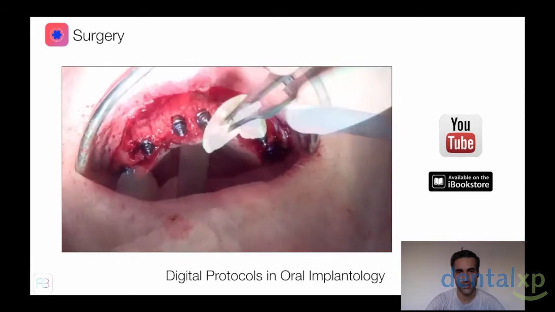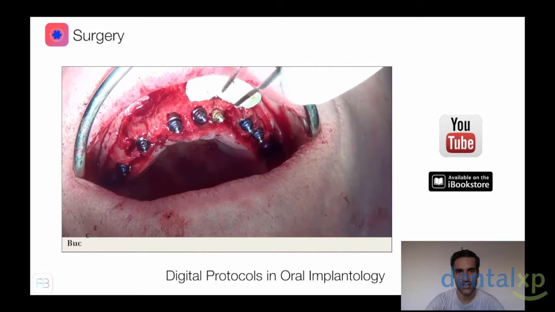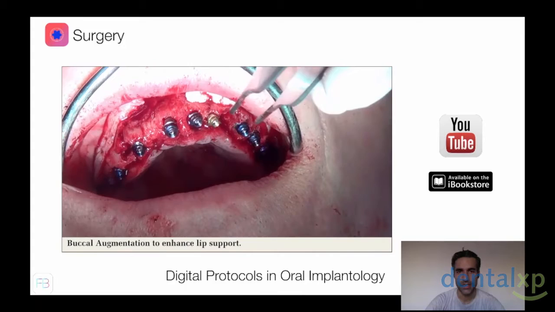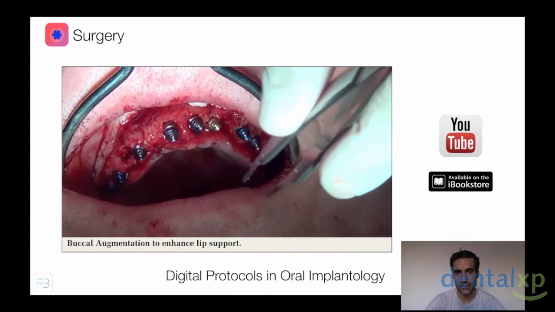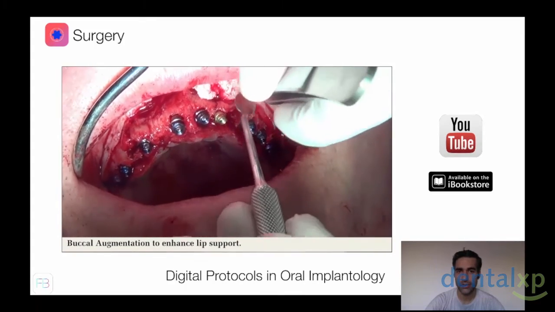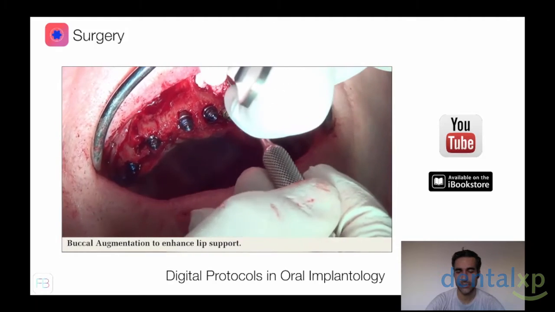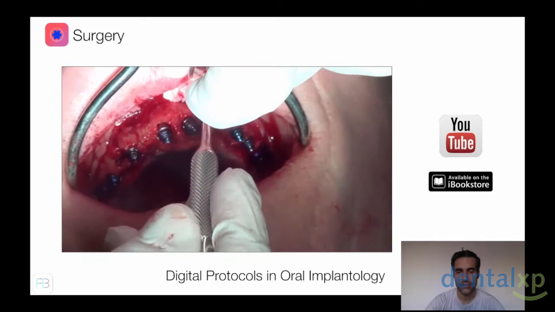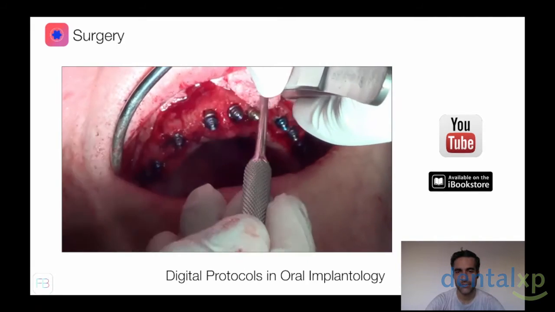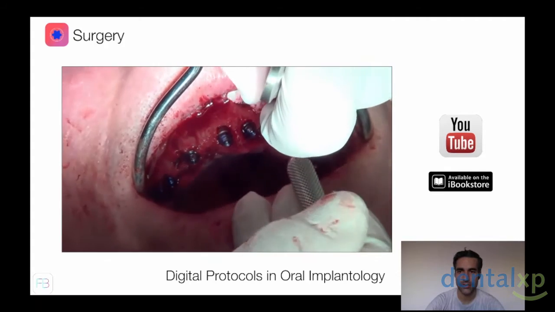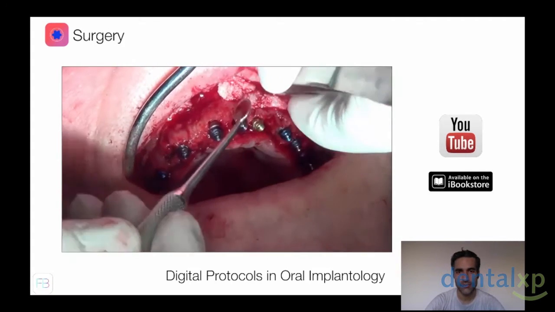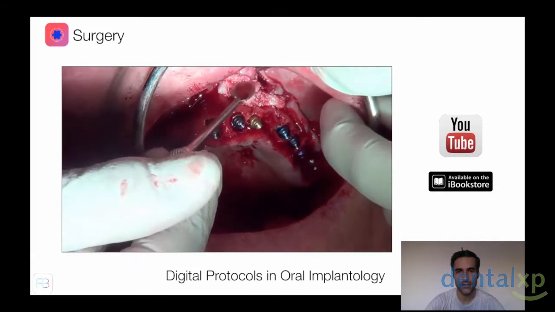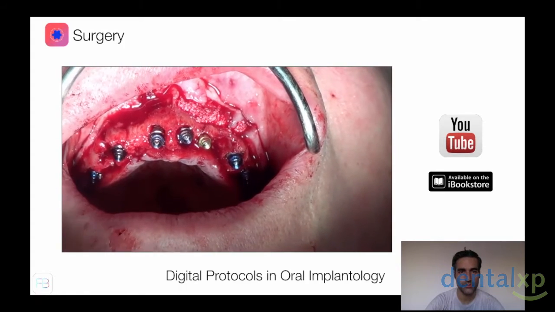Also, if we are going to do a full arch prosthesis in ceramics, we have to enhance the lip support. Otherwise, our patients will tell you, I feel older with the new prosthesis, because the other one gave me the lip support that I need, and now with the new ceramic prosthesis, I have my nasolabial wrinkles more marked. So we have to create some kind of volume here below the nasal floor and the alveolar bone with Bio-Oss.